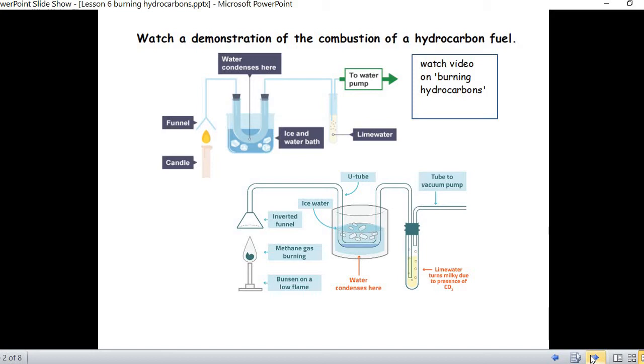So in the top diagram there, you've got a candle, and you've got methane burning in a Bunsen on the other one. And they're pretty much the same sort of setup. You've got a U-tube here, and it's in ice. And again, you've got a U-tube there. You've got a funnel, and you've got a delivery tube going into, or being surrounded by, the ice, and then lastly, bubbling into lime water. So you've got a U-tube that's surrounded with ice, and you've got lime water.